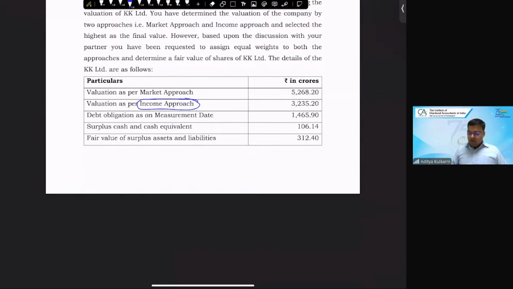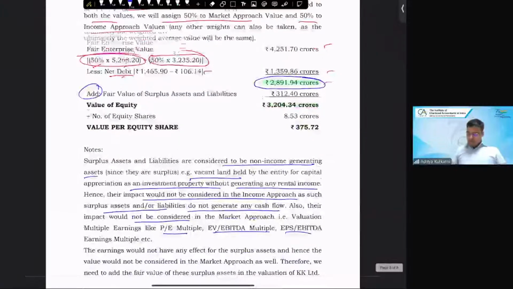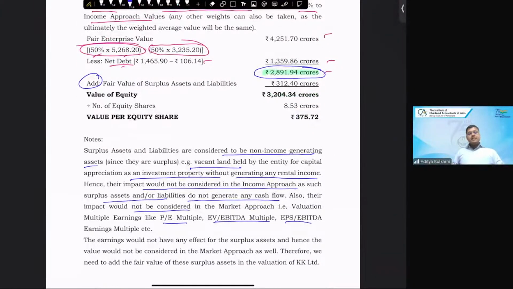Now coming to your market approach, their impact is not considered in the market approach. Reason being, what do you take? Price earnings multiple. You will multiply it with the EPS. EPS is based on what comes in the P&L. Yes or no? And when I take what comes in the P&L, the P&L will have only the earnings, correct?